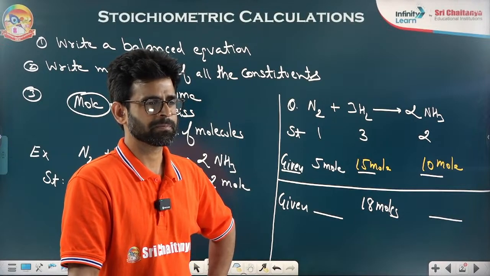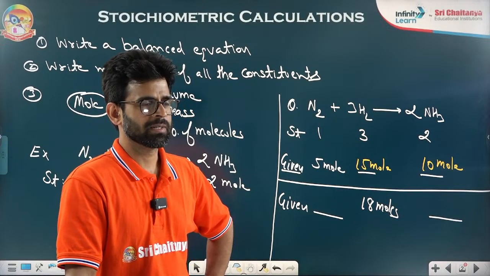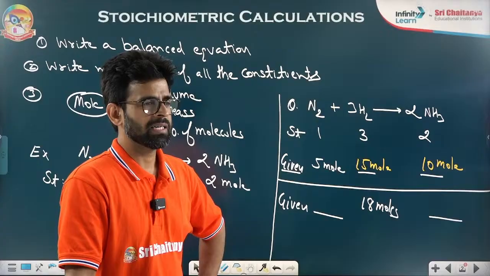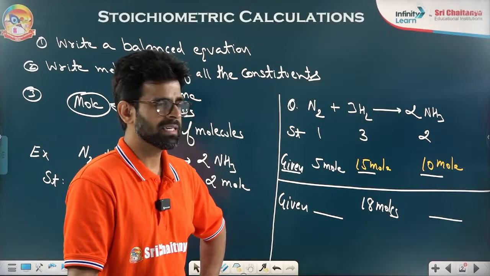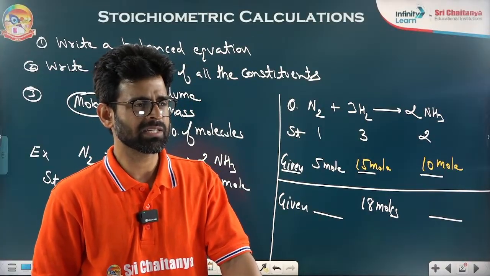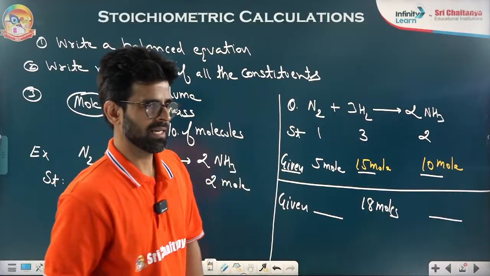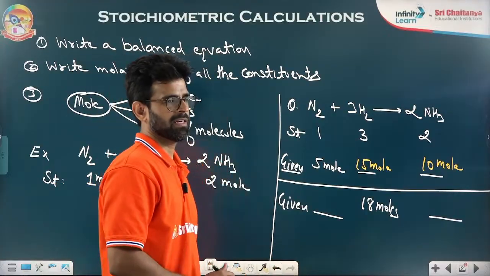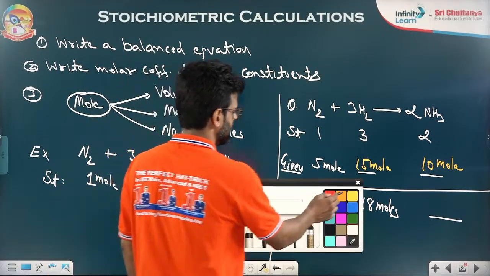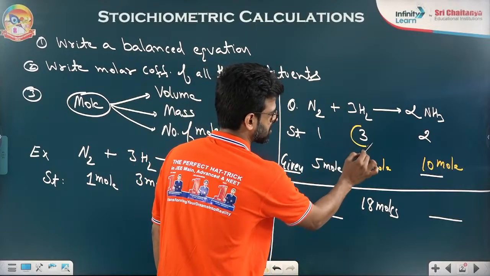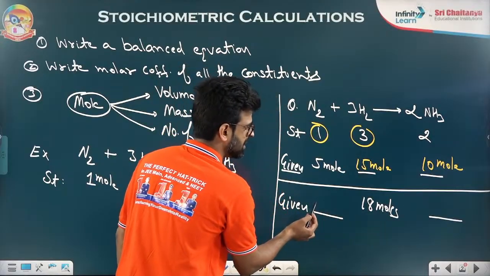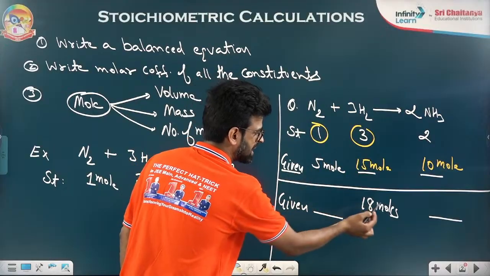Ask me fast. Harshita is saying 6. Fine. Just apply the unitary method. Harshita gave the right answer. You see here, what we are having? 3 moles H2 need how many moles of N2? 1 mole. So 18 moles need how many? 3 need 1, so 18 need how many? 6.